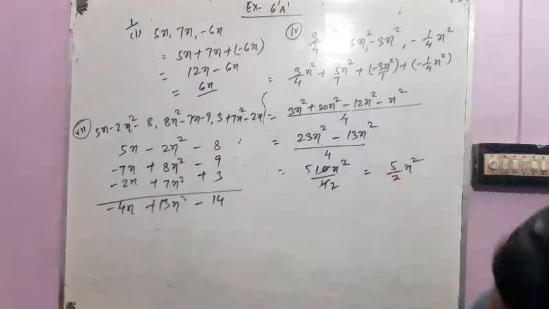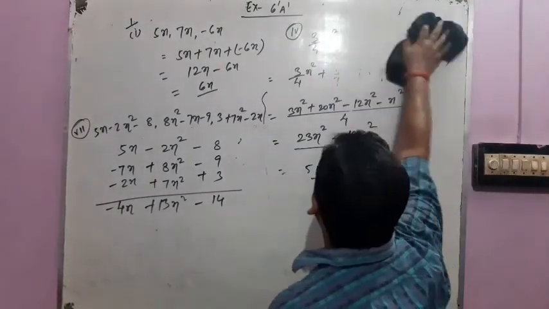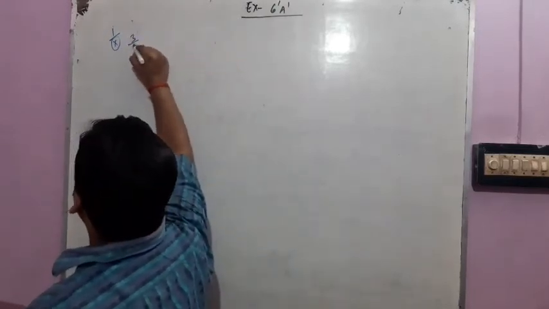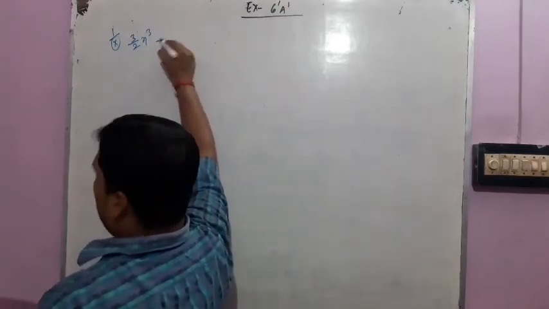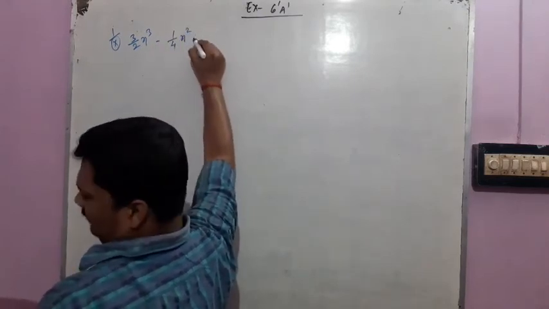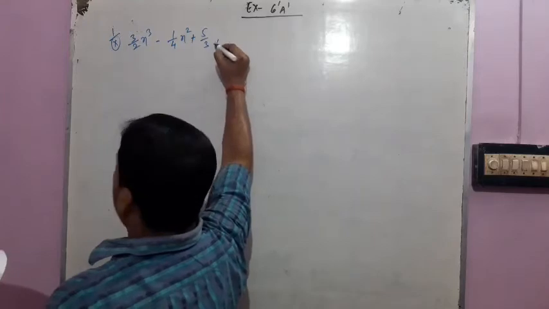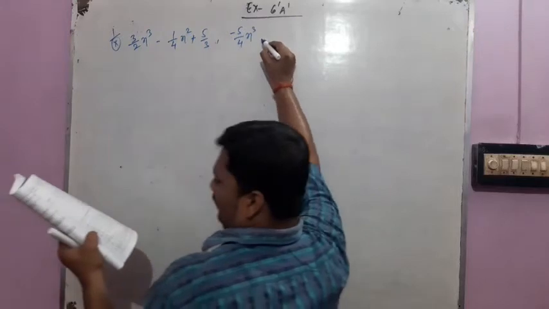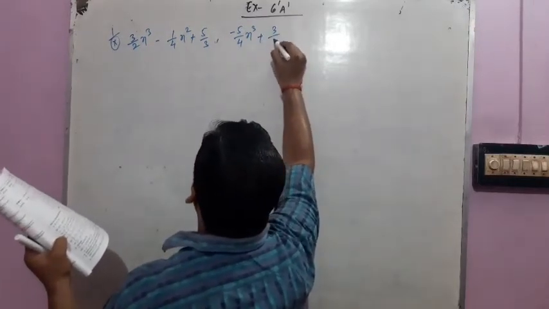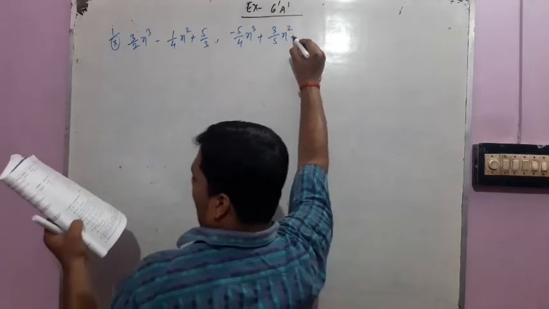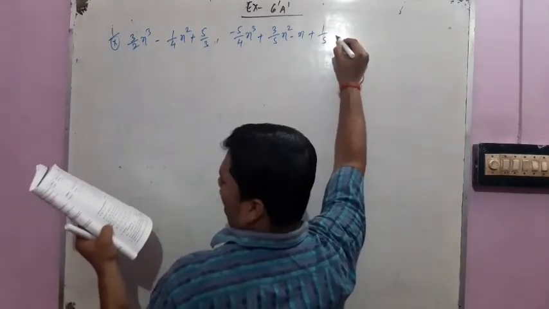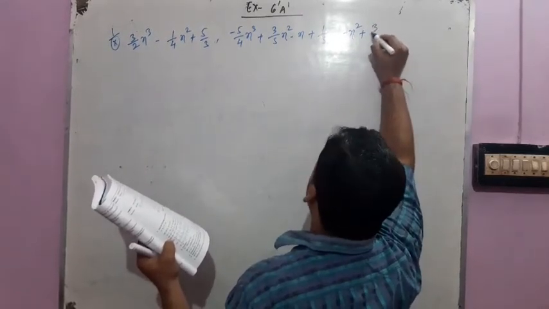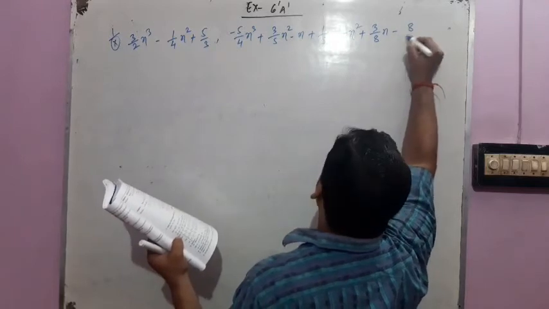But before that we have to clean it, so look here. Now in question number 10 of first, it is given 3 by 2x cube minus 1 by 4x square plus 5 by 3. The next terms are minus 5 by 4x cube plus 3 by 5x square minus x plus 1 by 5. Next is minus x square plus 3 by 8x minus 8 by 15.